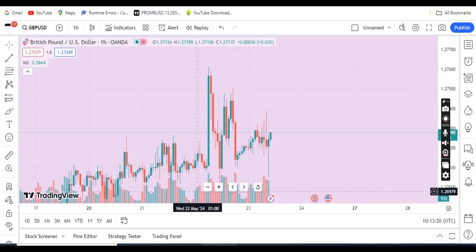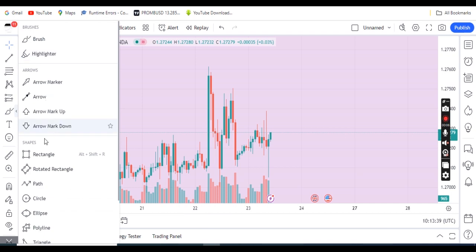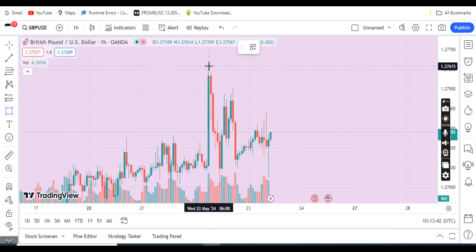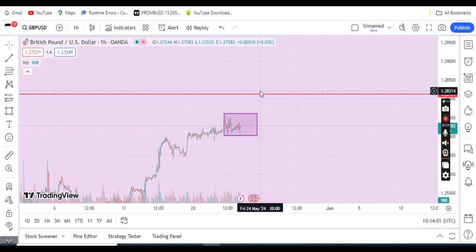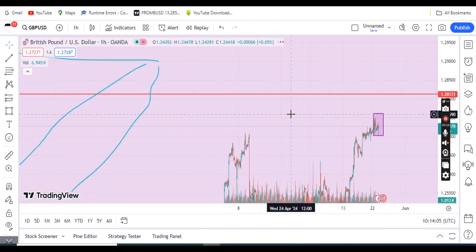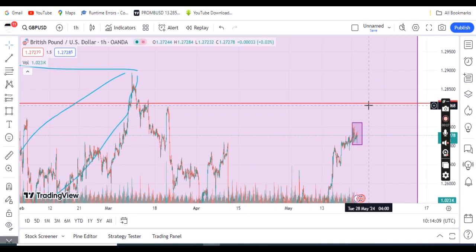So we still go and get the markup so that we create this. This is it. This is the range. This is the daily range we're actually working on, on the 1 hour time frame.